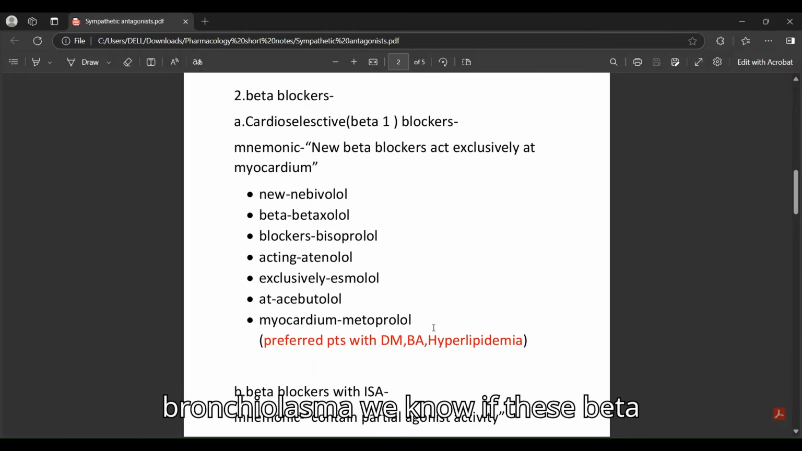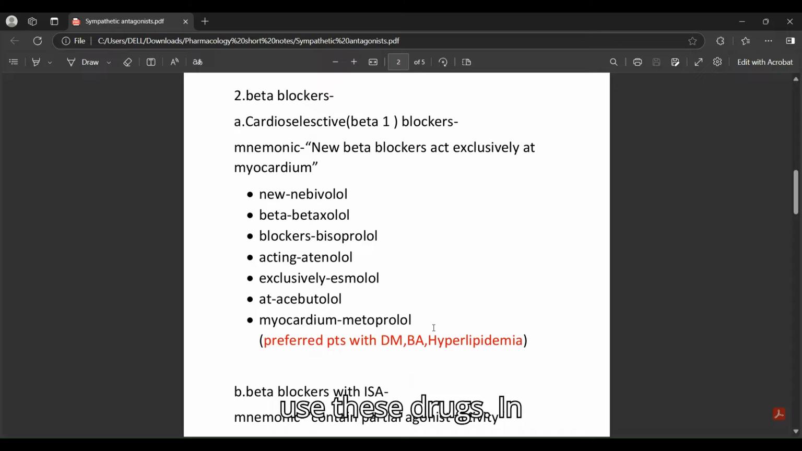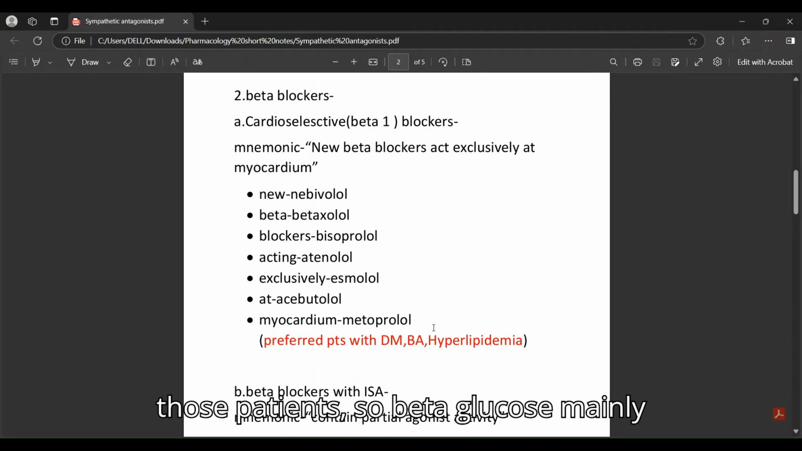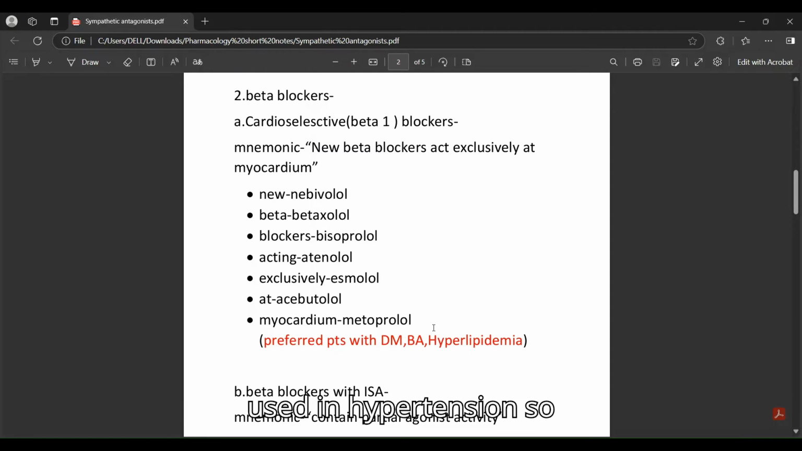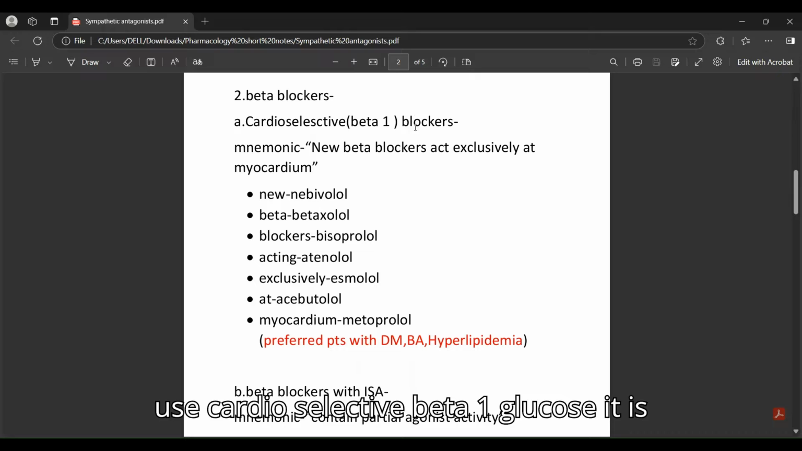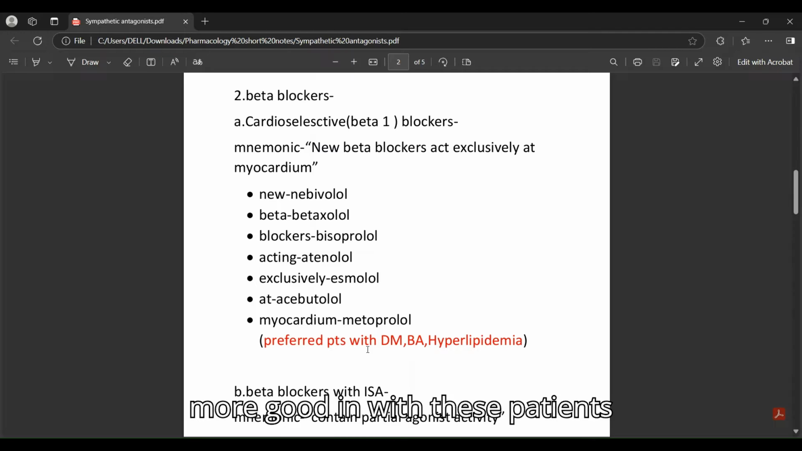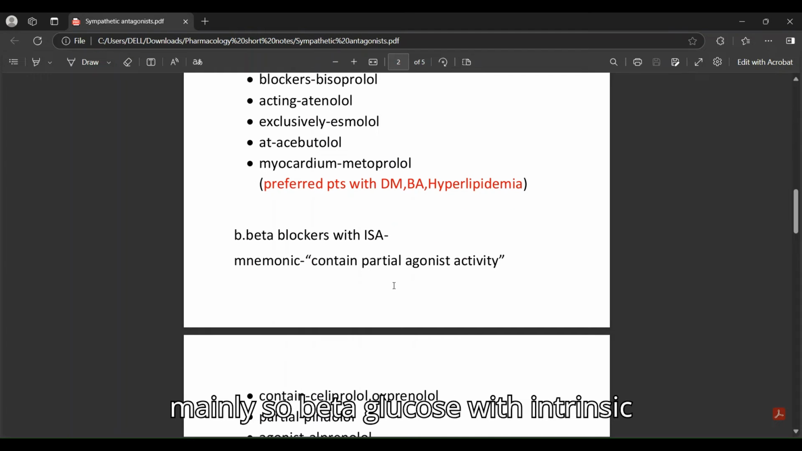In bronchial asthma, we know if these beta blockers block beta 2 as well, it will cause bronchoconstriction. So we can't use those drugs in those patients. Beta blockers are mainly used in hypertension. That is the main indication. So if you use cardioselective beta 1 blockers, it is better in patients with diabetes mellitus, hyperlipidemia, and mainly bronchial asthma.